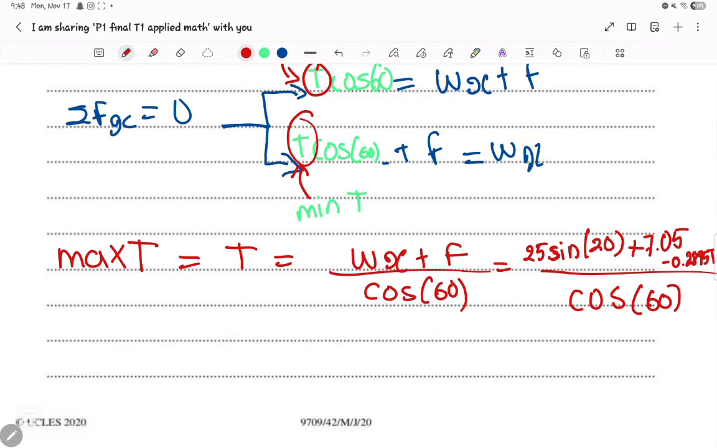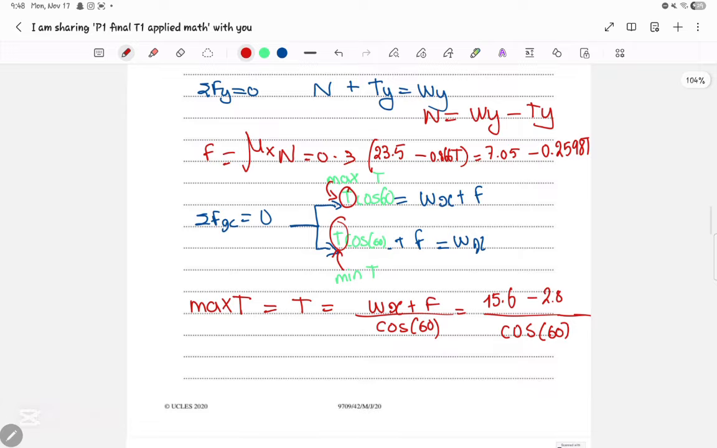What is 25 sine 20 plus 7.05? That's going to give me an answer of 15.6. I'll just erase this. And I'll replace it by 15.6. And don't forget the minus 2.8, 0.2598t, right? Then what do?